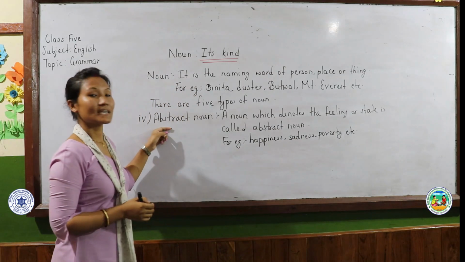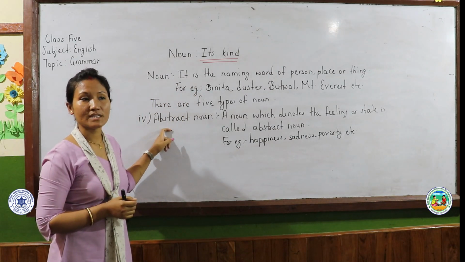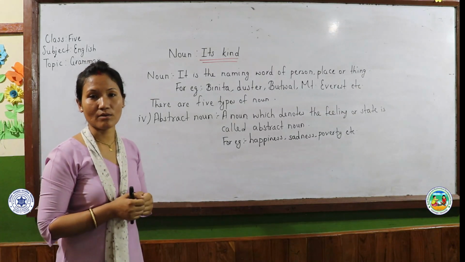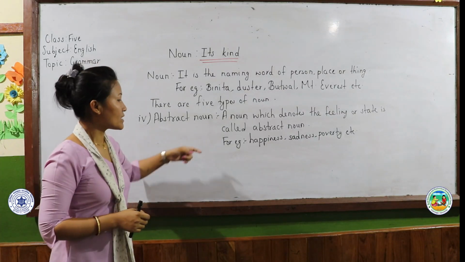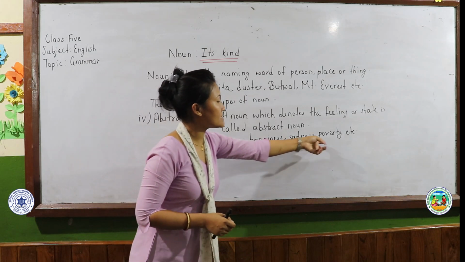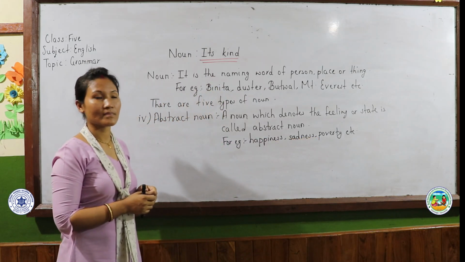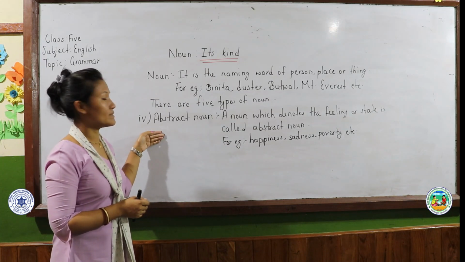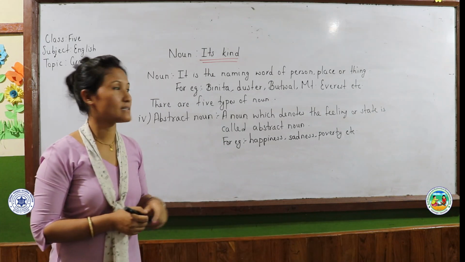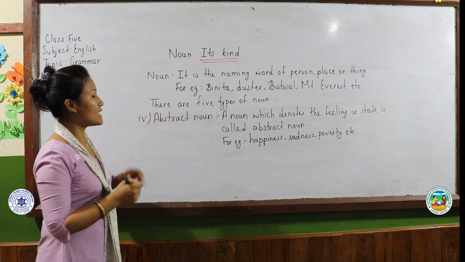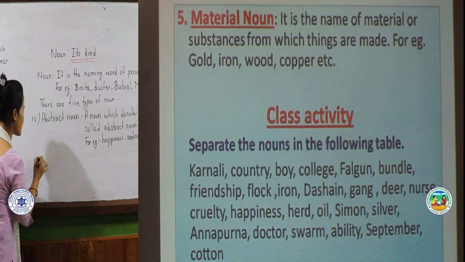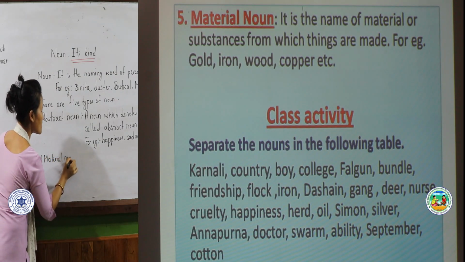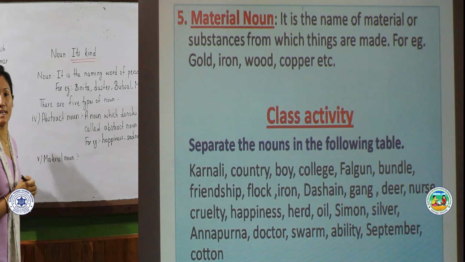Now, an abstract noun is just the feeling which cannot be touched. It can be felt only. We cannot touch that. So, happiness, sadness, poverty. Is it clear? Abstract noun. Now we will move towards the last type of noun. What was that? Material noun.